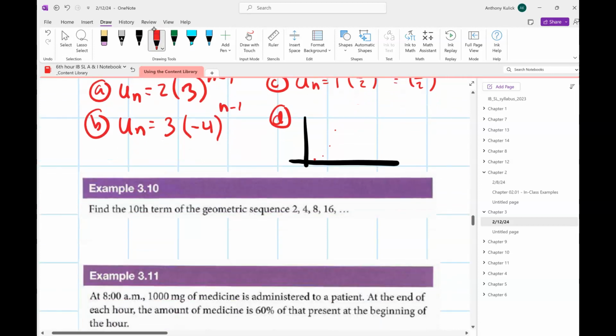Find the 10th term of this geometric sequence. Well, I have that as my general. Everybody good with how I got to there? Now I could simplify that to just this. How do I do that?